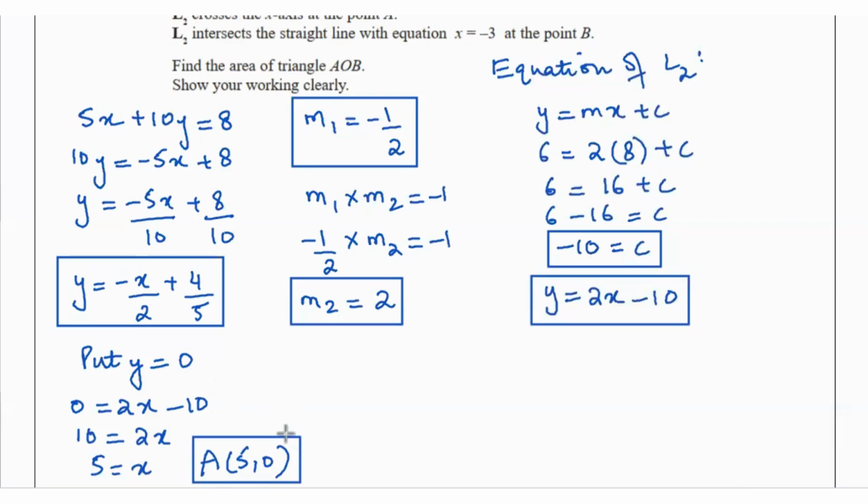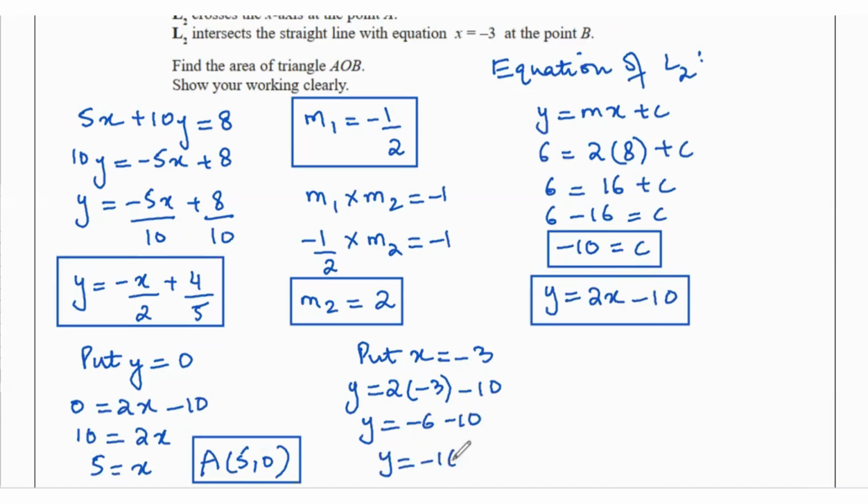Now after this, it's saying that L2 intersects the line with the equation x equals -3 at the point B. So now we put x equals -3 in the L2 equation to find the y coordinate of B. So y equals 2 times -3 minus 10, which is y equals -6 minus 10, and that is -16. So B is (-3, -16).